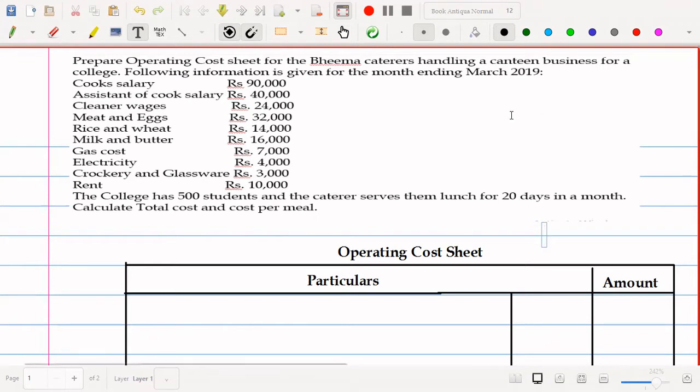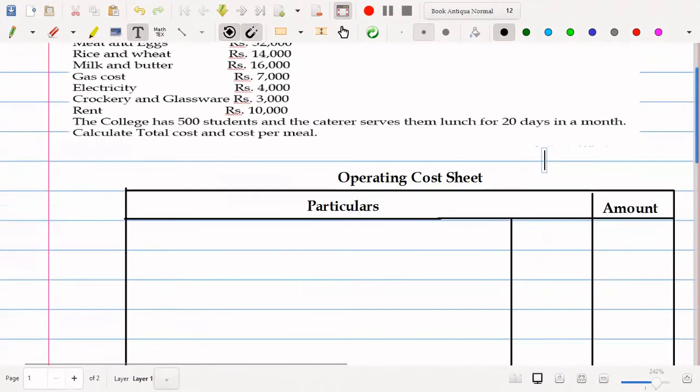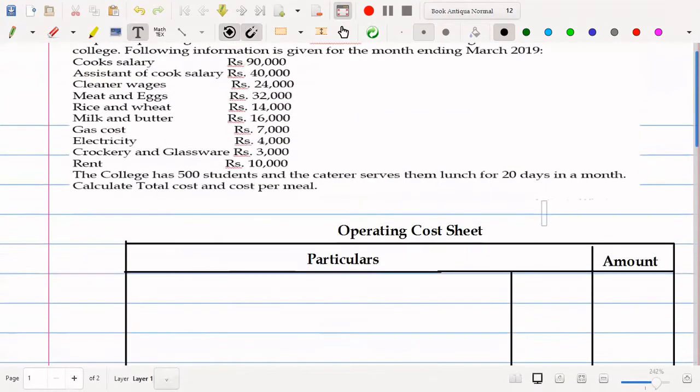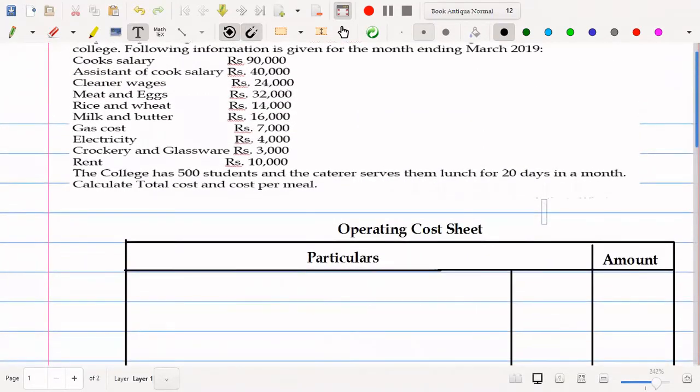So let us see here. These are the costs of the canteen incurred, and there are around 500 students, and the canteen works for 20 days in a month. Now we have to calculate total operating cost and cost per meal, or cost per student per meal. So let's prepare the operating cost sheet. So one by one, we'll see now.